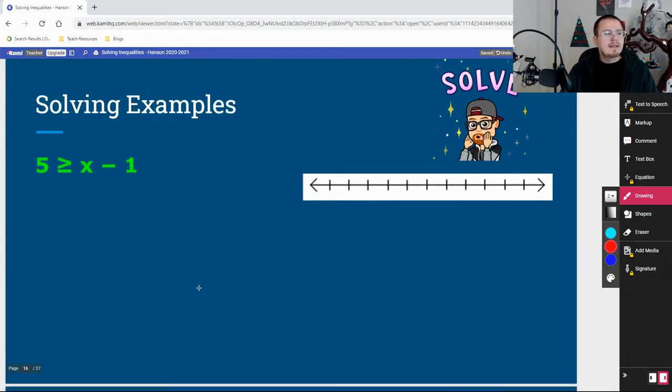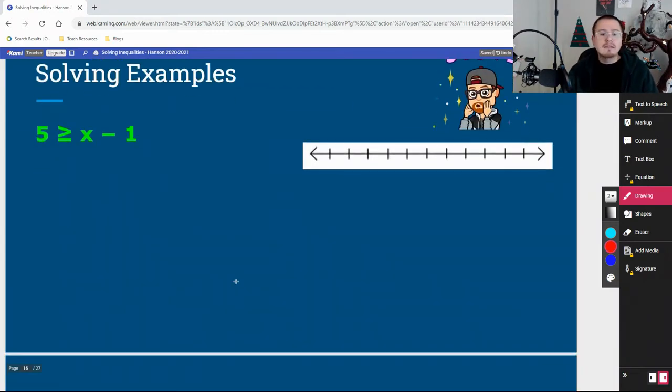All right, if you're feeling like you're getting it, this is a good time to start doing some on your own and then checking. But I'm going to proceed to solve it. I'm going to add 1 on both sides. 6 is greater than or equal to x. Easy money there, all day.